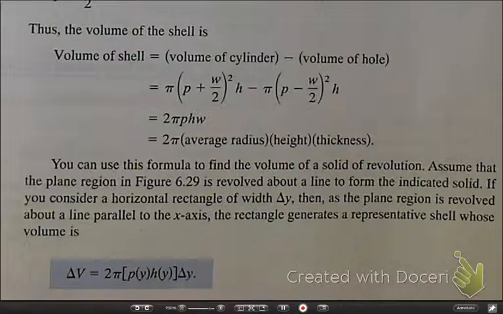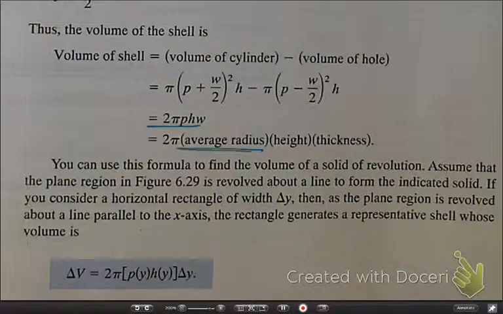If you go back to your days in geometry, you'll remember that the volume of a cylinder is pi r squared times h. Essentially it's the area of the circle at the top times the height of the cylinder. So pi r squared, where P plus W over 2 happens to be r, and P minus W over 2 is the radius of the inner cylinder. When you multiply out these binomials and simplify everything, and I would let you prove that to yourself, it equals 2 pi P H W.